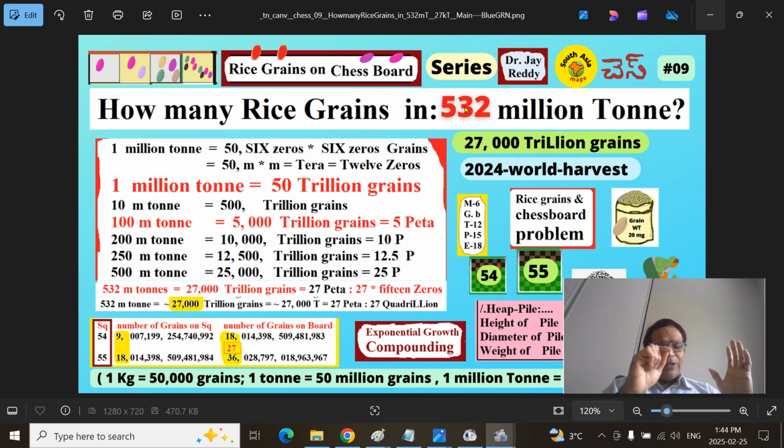If you keep placing them on the chessboard, 1 square 1 grain, and double it to 2, again double it to 4, double it to 8, like that. Where we stop is somewhere between 54 square and 55 square. All the global harvest you made, you'll be ending there. Still there are 64 squares, means somewhere like 10 or so.